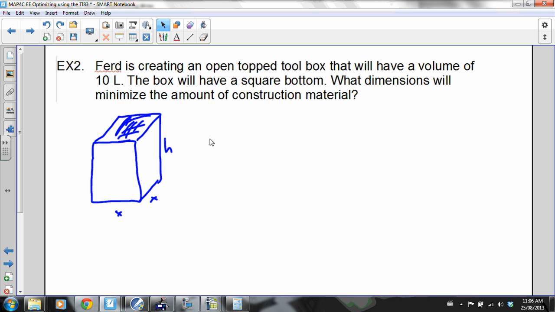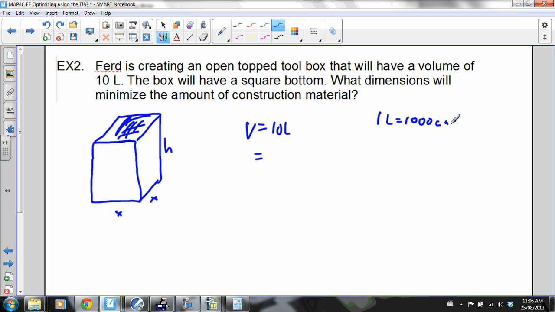And we've got that in a second. So again, what are we going to do? Well, let's figure out what we'll do with that value. The volume is 10 liters, but I'm going to want this in centimeters. Remember, 1 liter is 1,000 centimeters cubed. Hopefully you've got some of these committed to memory.